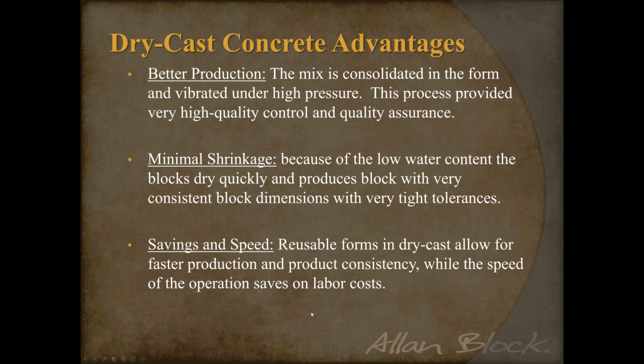Savings and speed. Reusable forms, that is the key here. Those mold boxes can make literally thousands and thousands of block cycles before any of the parts that can wear out need to be replaced. So the reusable forms and the dry casts allow for fast production and production consistency, and the speed of operation saves on labor costs. So again, a very, very automated system, which is really great for consistency and magnitude or quantity of block you're making.